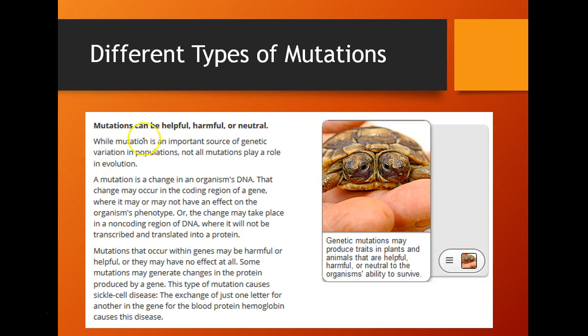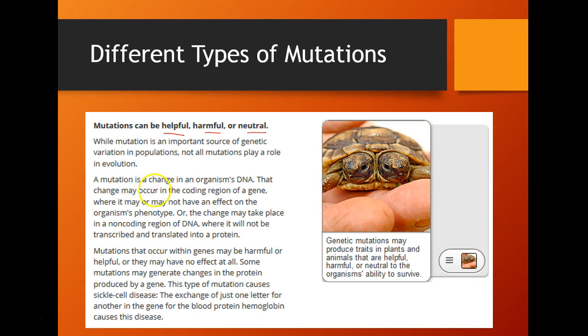Because it is random, it could either be helpful, harmful, or neutral. It's not like an organism can think, wow, this would be a great mutation to have and I would be able to survive. That's not how mutations come about. It's completely spontaneous and random. So sometimes they're helpful, harmful, or sometimes they just don't really make any difference.